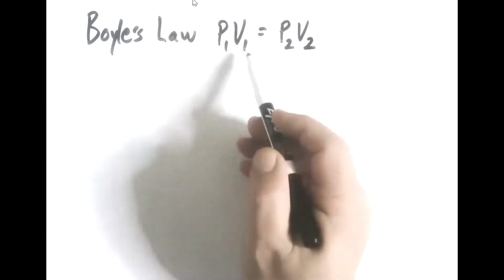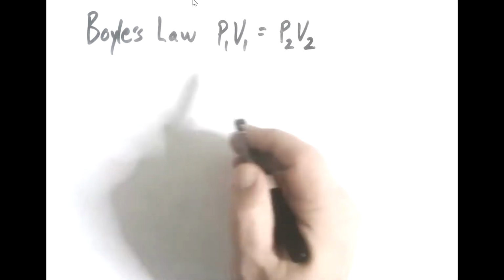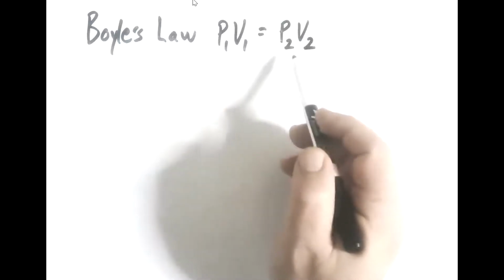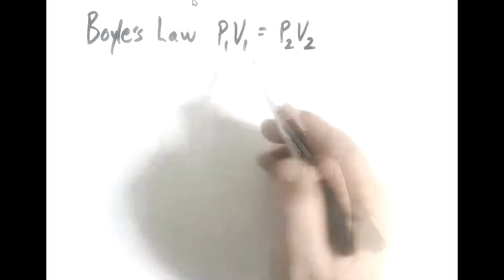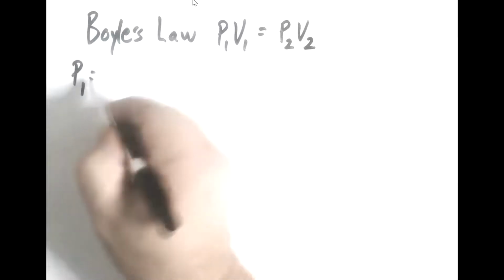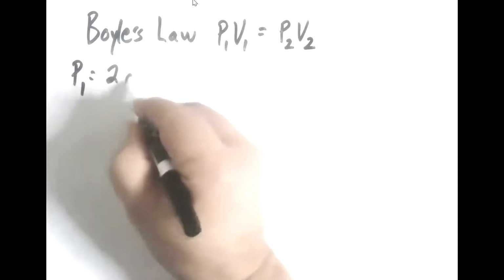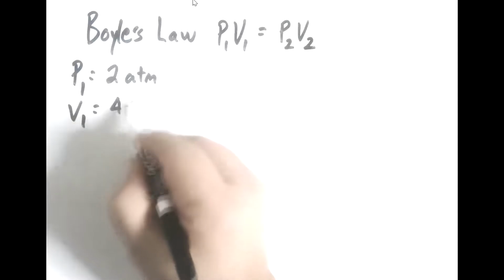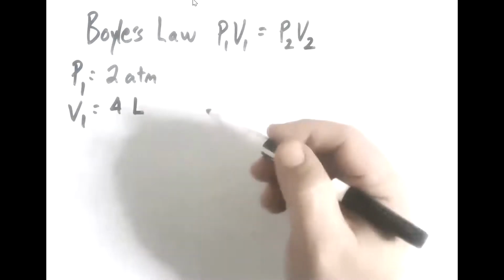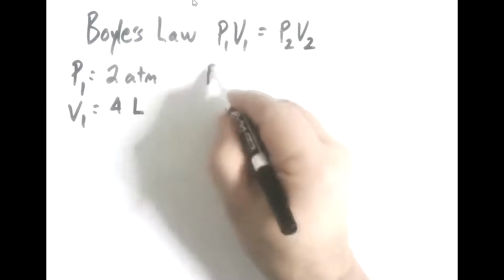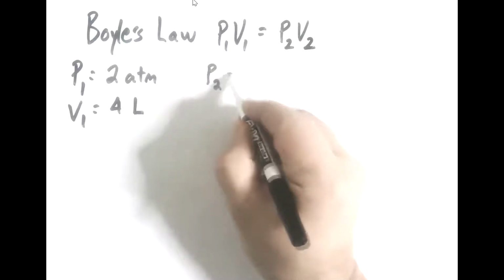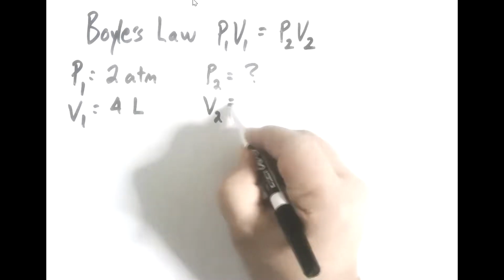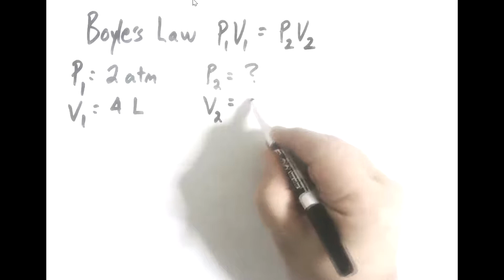So here again, P1, V1 means the pressure times the volume the first time we look, and P2, V2 means the pressure and the volume the second time we look, before and after. Okay? So let's say that P1 is 2 atmospheres of pressure, and V1 is 4 liters of volume. Notice I'm deliberately writing this out. I'm going to say that P2 is unknown. I don't know what it is, but I know that the volume has decreased to 2 liters.